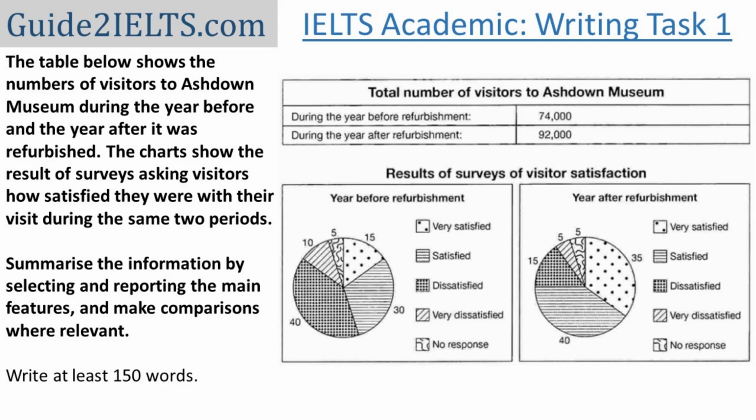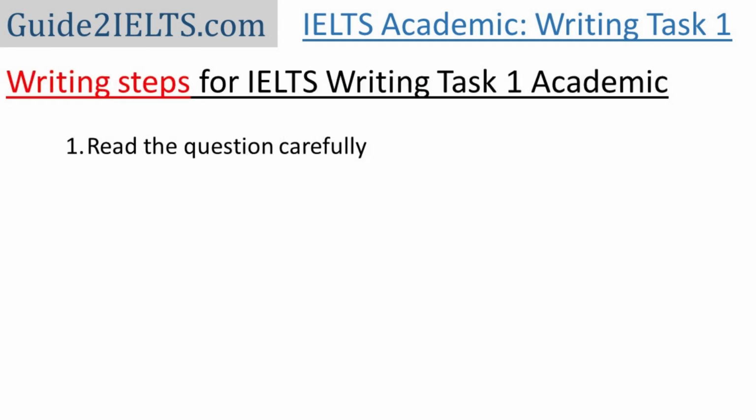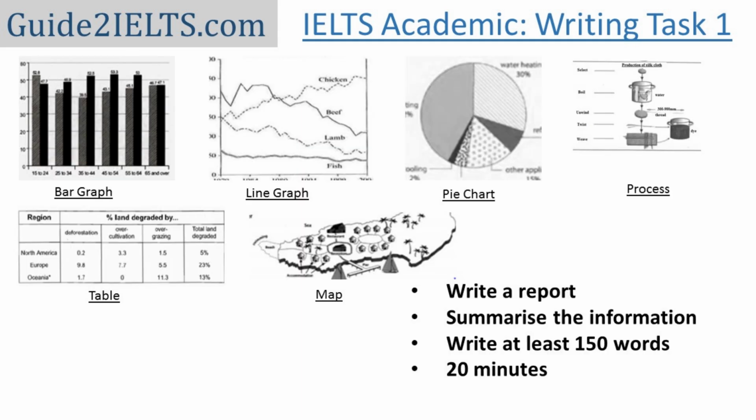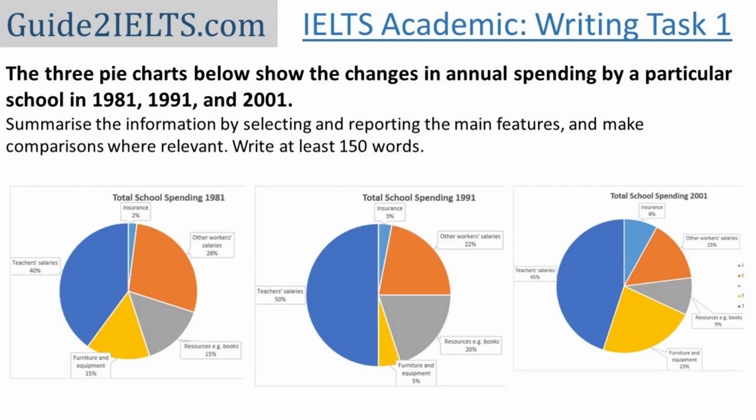Let's write a response to this Writing Task 1 academic question. What's the first thing you do? Read the question carefully. Sometimes you just have a single bar graph, line graph, etc. At other times you have more than one, but the data is such that it is part of a single question. An example is this one from Cambridge IELTS Book 8, which has data of 3 different years.